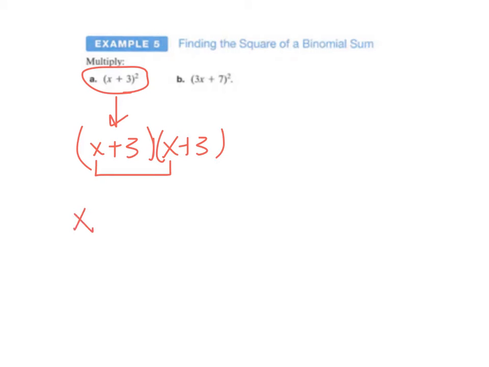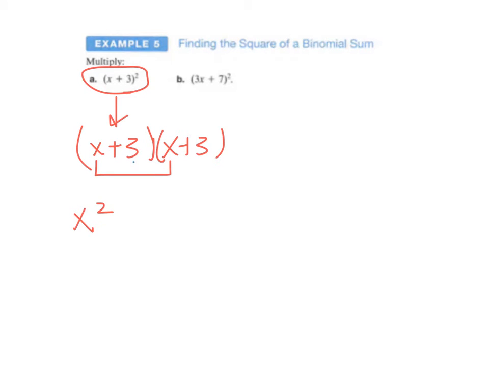Special products that we sometimes mess up is this x plus 3 to the square, which really means x plus 3 times x plus 3. If you write this out, this is just a FOIL problem. So I can take my first term times my first term, which is x squared.